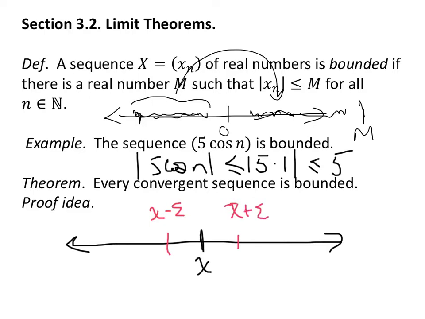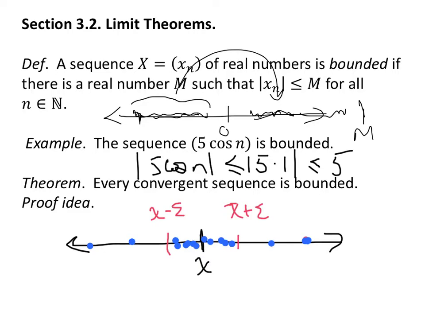So for example, we're going to use some nice big fat dots here. The first term might be way out there. Let's make it blue. The second term may be over here. The third term might be there, in between those two bounds. The fourth term might be out there. The fifth term could jump out here. But eventually, all of the terms are going to be between x minus epsilon and x plus epsilon. Now this is true for any epsilon that I choose.